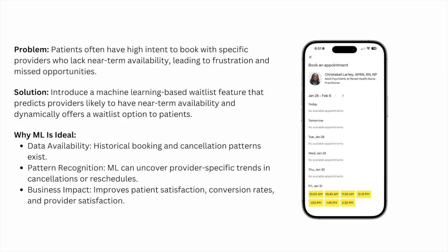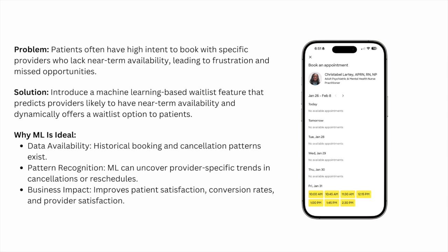For my final project, I've chosen to tackle a problem in healthcare appointment booking. The problem is that patients often face frustration when their preferred provider is unavailable, which can lead to lost bookings and dissatisfaction. Currently, the fallback is for patients to check back later or book with another provider, but that doesn't fully address their needs. My solution is a machine learning-based system that predicts when slots might open for specific providers and dynamically offers wait lists for patients.